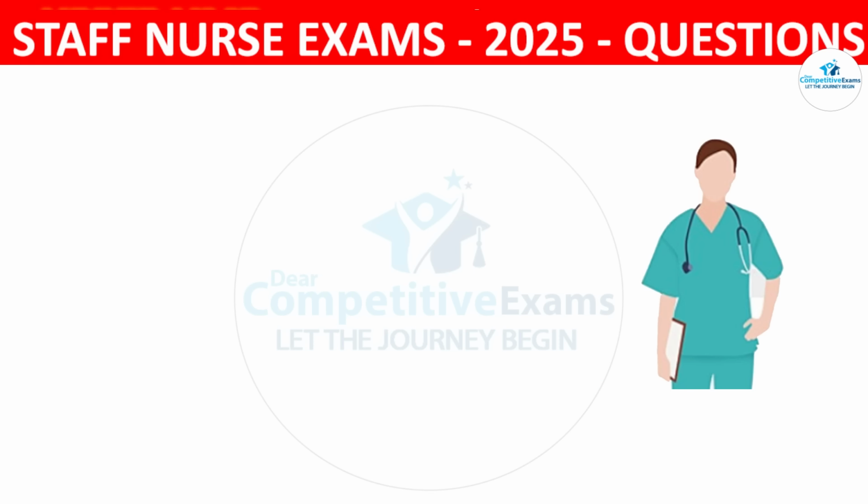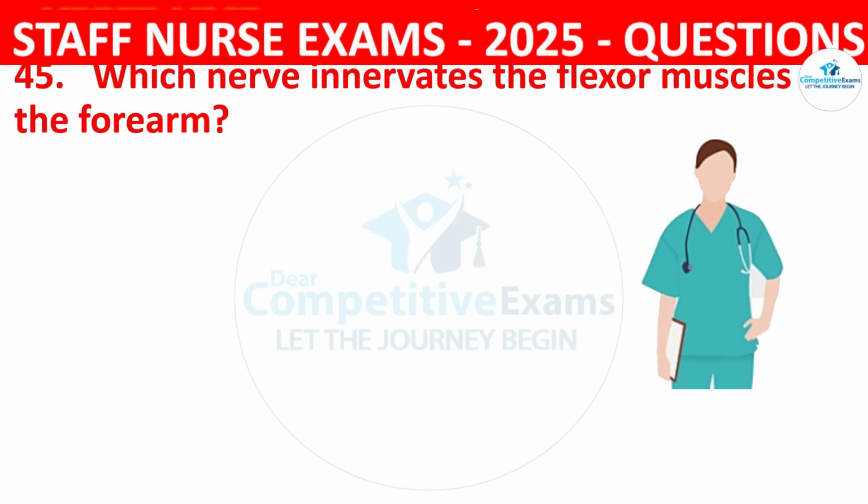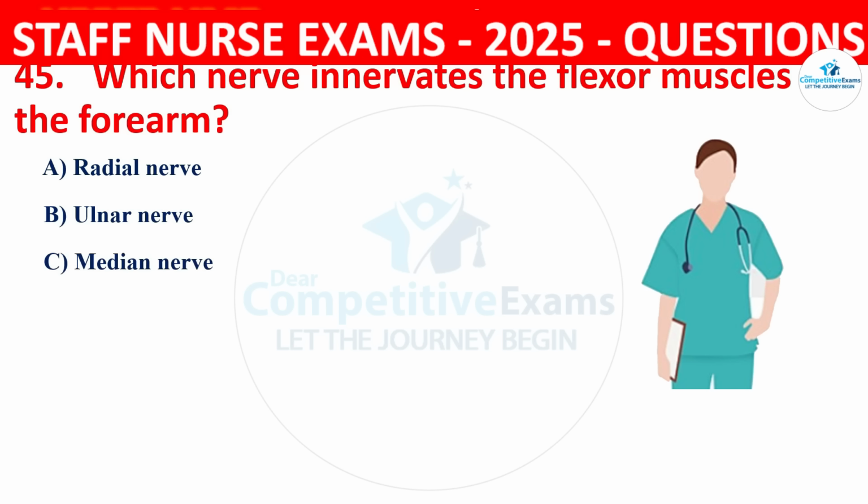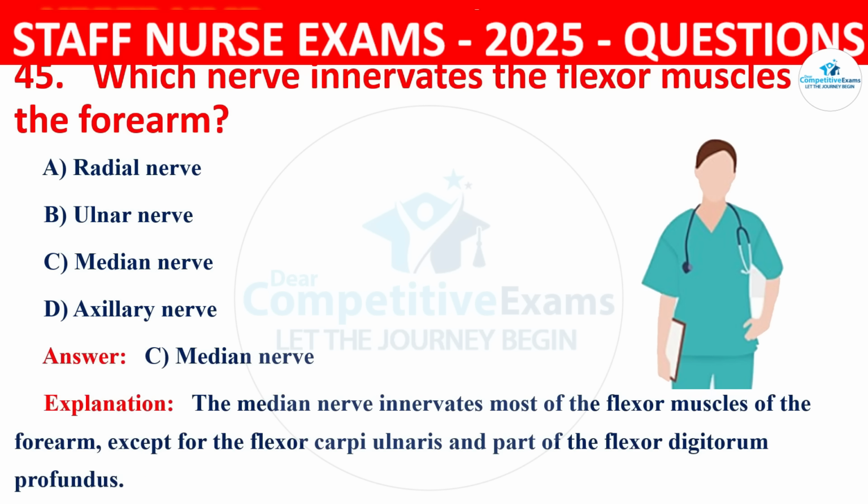Question number 45. Which nerve innervates the flexor muscles of the forearm? Your options are radial nerve, ulnar nerve, median nerve, or axillary nerve. The correct answer is C, that is median nerve. The median nerve innervates most of the flexor muscles of the forearm, except for the flexor carpi ulnaris and part of the flexor digitorum profundus.